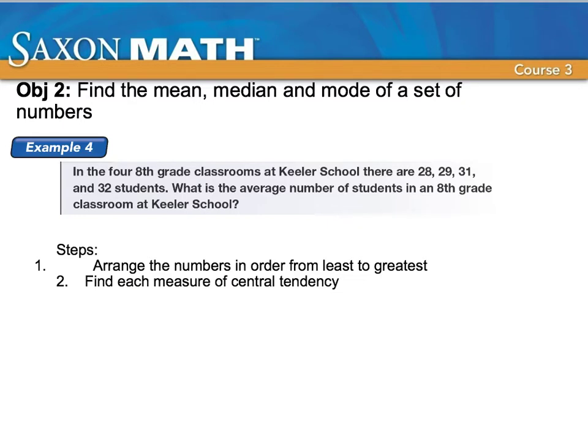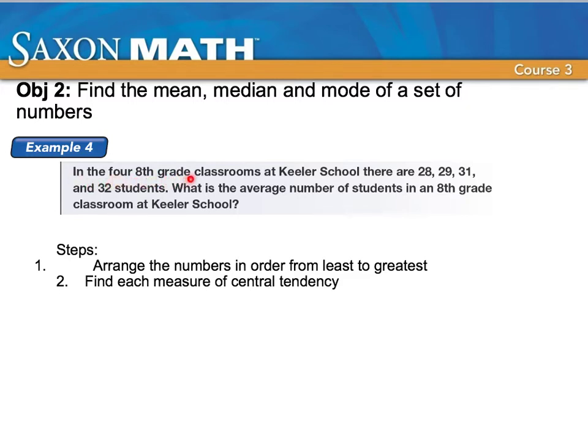Step 1 is to arrange the numbers in order from least to greatest. So whatever numbers they give you, put them in order from smallest to largest. And step 2 is to find each measure of central tendency. After you put them in order from smallest to largest, find the mean, then find the median, and then find the mode. It doesn't matter what order you find them in, but you've got to find all three of them. So here's the example.